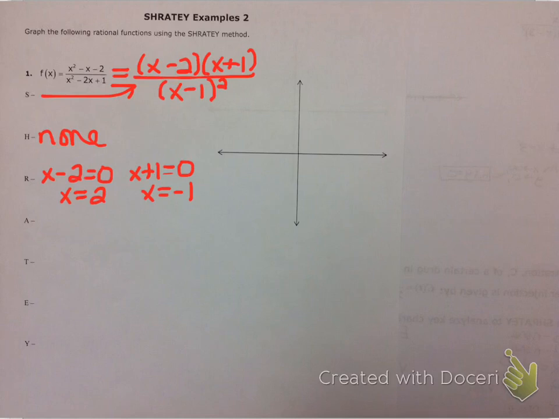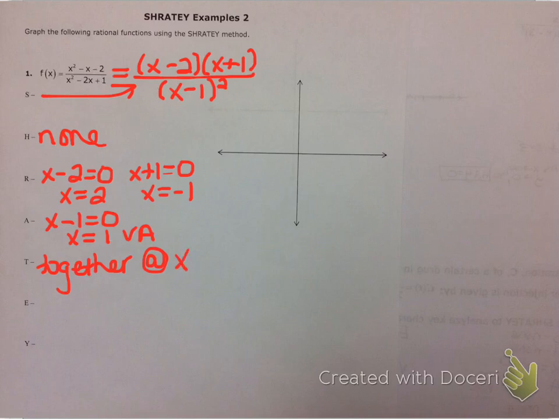And when we do the A step, we're only going to get one answer. We have one factor in our denominator, it just occurs twice. So when I take that factor in the denominator and set it equal to 0, I'll just get x equals 1. That's my vertical asymptote. But that factor was in the denominator squared, so what that tells me is that my branches are going to move together at that one and only asymptote.